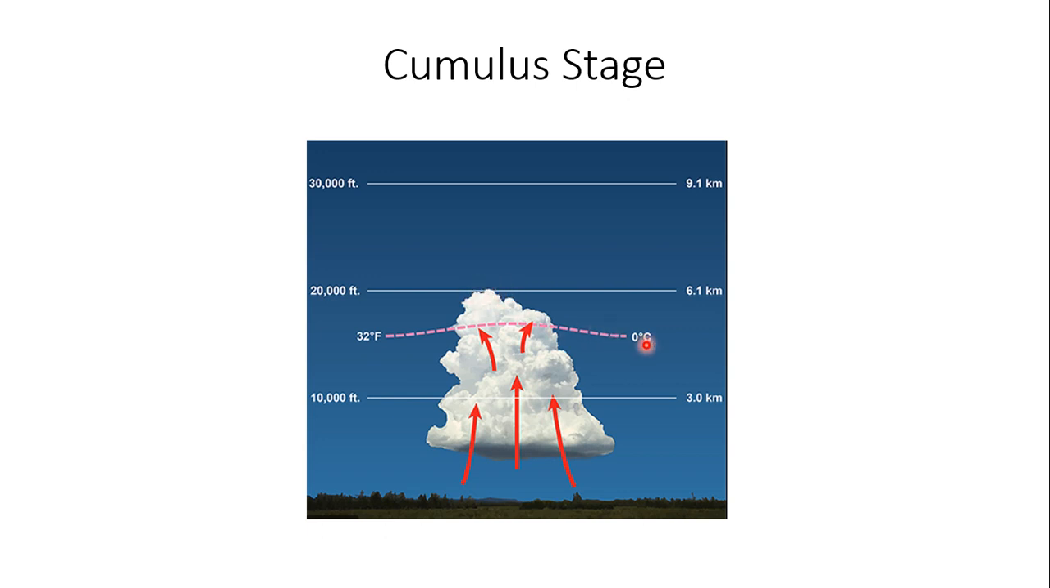Another important part of this cloud is where the 0 Celsius line is, this pink dashed line. This represents your freezing level. So typically anything above this pink dashed line, the freezing level, you're typically going to get more in the way of ice crystals. You'll get liquid water droplets in the lower portions of this cumulus cloud as temperatures are above freezing there. But generally, cumulus stage, think updrafts, rising air motion.